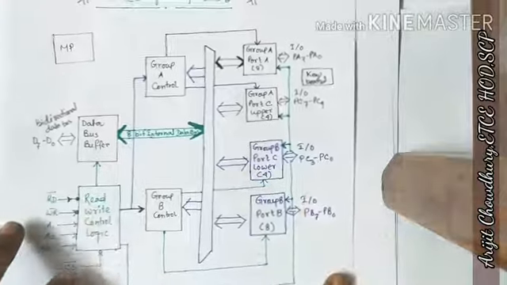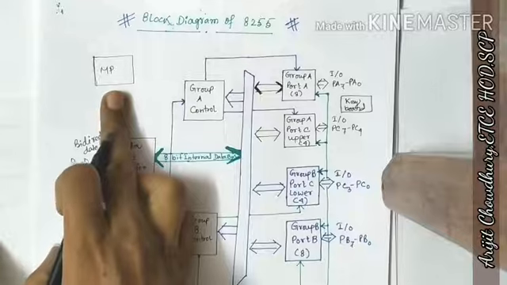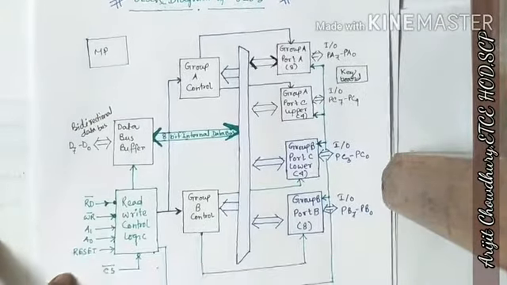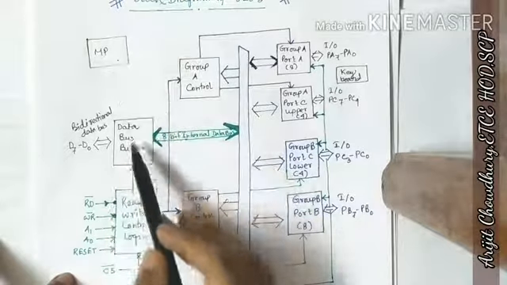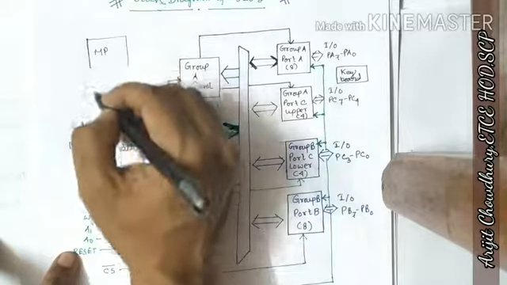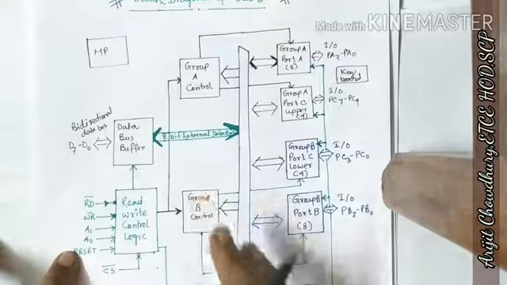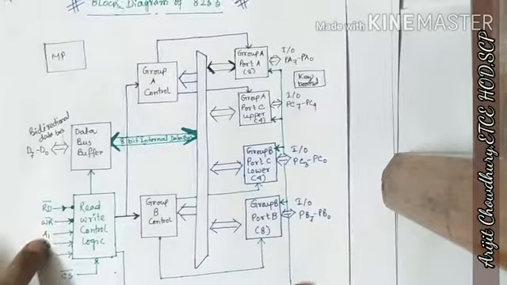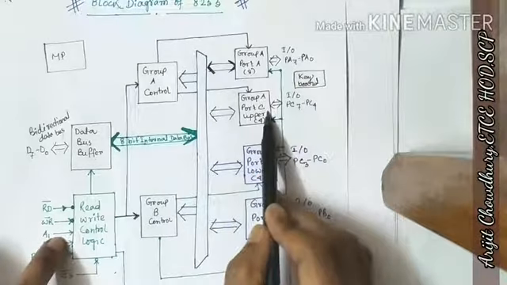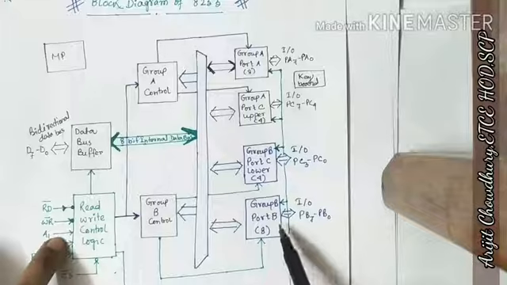Actually, on the left side, this part will be the microprocessor, connected to the data bus or data bus buffer. This is how the microprocessor connection has been done. And on the right side, the keyboard is connected to either port A, or port C, or port C lower, or port B.